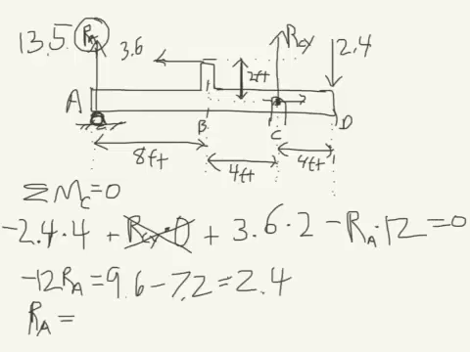When we solve that equation for RA, we get negative 0.2. And the unit of force we've been using is kip. Negative value, what does that mean? Well, we had assumed that RA was pointing up, but it must be pointing in the other direction since we got a negative upward value. So actually, we really have to draw that force vector downwards.